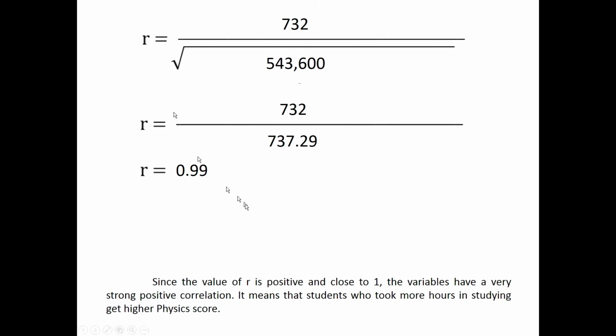So, to conclude, since the value of R is positive and close to 1, malapit na malapit sa 1, the variables have a very strong positive correlation. It means that students who took more hours in studying get higher physics scores. Alright? Napakadali po ng ating lesson for today.